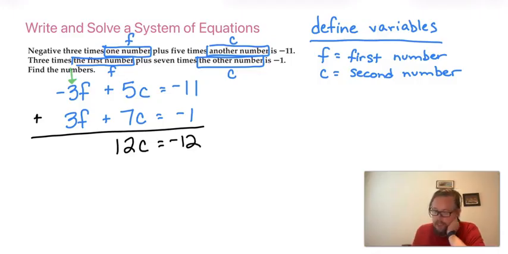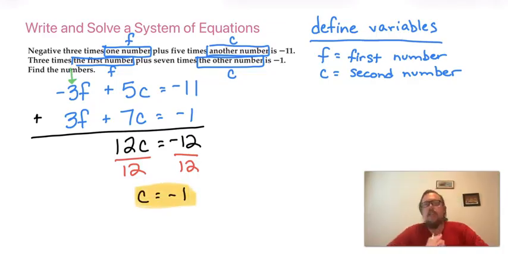And boy, that's really nice. Using the division property of equality, we get that c is negative 1. That's handy, that it's a whole number. It's always nice when we come out with a whole number. So c equals negative 1. Great. So now I know that the second number was negative 1. I need to go figure out the first number.